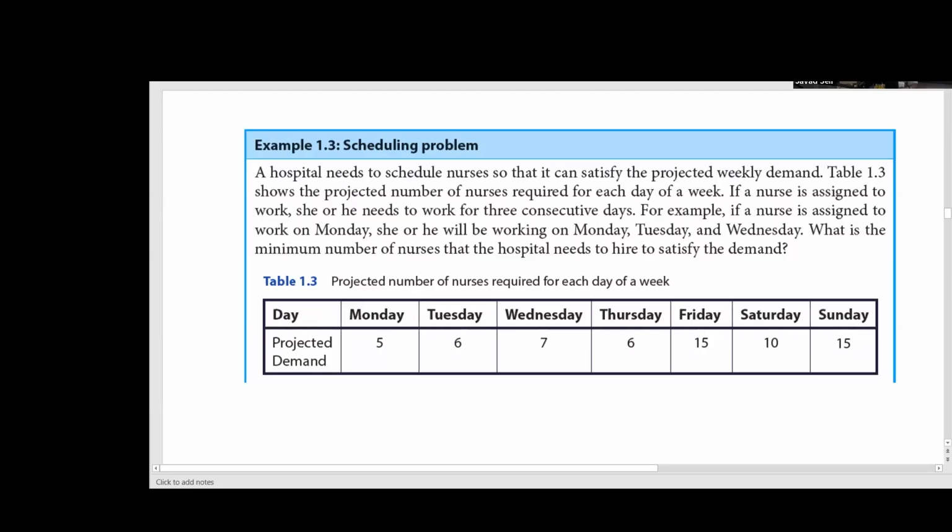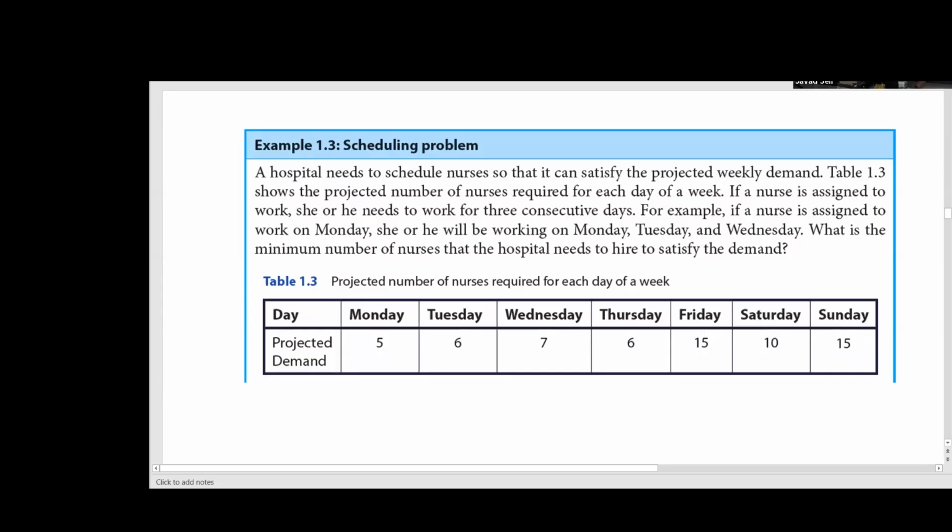So the thing is the variable time. So if she works today, tomorrow she has to work too, and the day after. If she is assigned to Monday, she needs to work Tuesday and Wednesday also. So that logic is hard to put in a number. How would you try it? Let's say you want to hire them and you're trying to find a minimum number of nurses to hire.